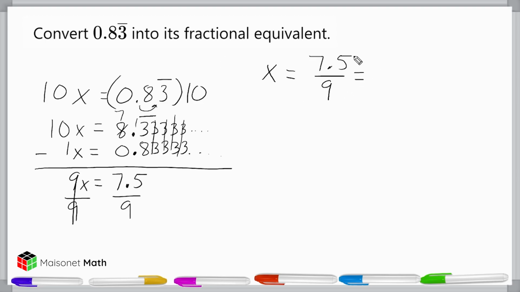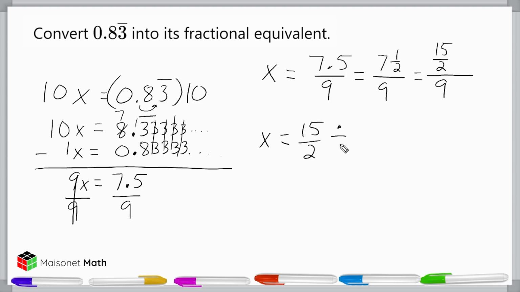So we know that 7.5 is the same thing as 7 and a half. And then as an improper fraction, we have 2 times 7 is 14 plus 1 is 15. So that's equal to 15 halves divided by 9. So now we have this complex fraction here that we're going to rewrite as x is equal to 15 halves divided by 9 over 1. And then, of course, we're going to keep change flip, as they teach everybody at a pretty young age. And then we just solve this multiplication problem.